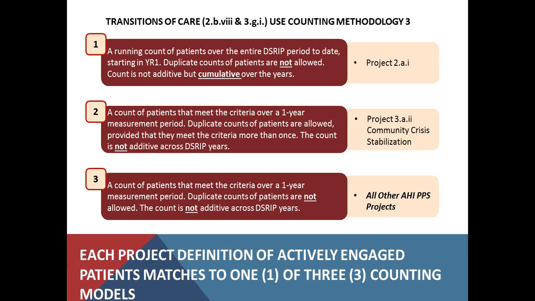So in order to complete the scale section of the speed and scale template, we have to apply the appropriate counting methodology. The transitions of care projects, the two that we're discussing today, both use counting methodology 3. Counting methodology 3 is a count of patients that meet the criteria over a 1-year measurement period, and duplicate counts of patients are not allowed within a given year, and the count is not additive across DSRIP years.